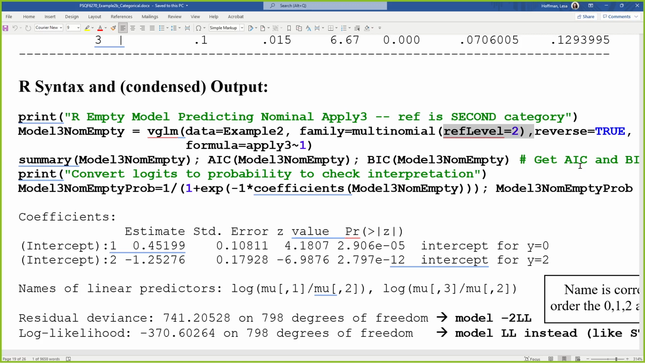In your homework, I have set it up to be 1, 2, 3 to try and avoid this potential confusion, but I wanted to make a note of that. So this is the one that looks a little different. Family equals multinomial turns on the nominal option. Reverse equals true makes sure that I get intercepts instead of thresholds. And this is just an empty model with only an intercept in it.